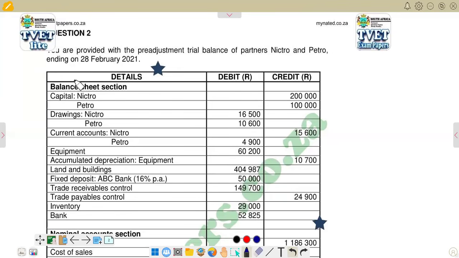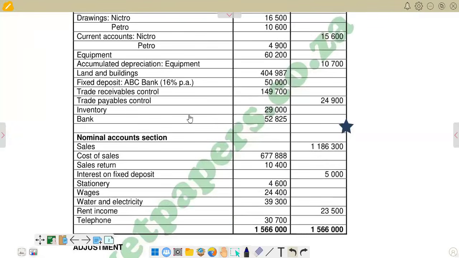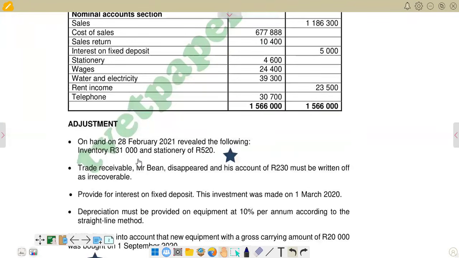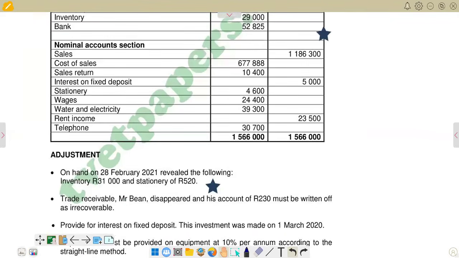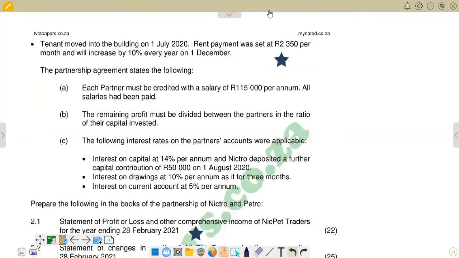So our question reads, you are provided with the pre-adjustment trial balance of Nictro and Petro for the year ending on 28 February 2021. So this is the list of balances that we are given. You see that this list of balances is going down, and then we have the adjustment section, where we have adjustments that are listed. If we move on to the next page, you'd see that that's where we have the question. We also have a continuation of additional information. And I believe that it reads, prepare the following in the books of the partnership of Nictro and Petro.